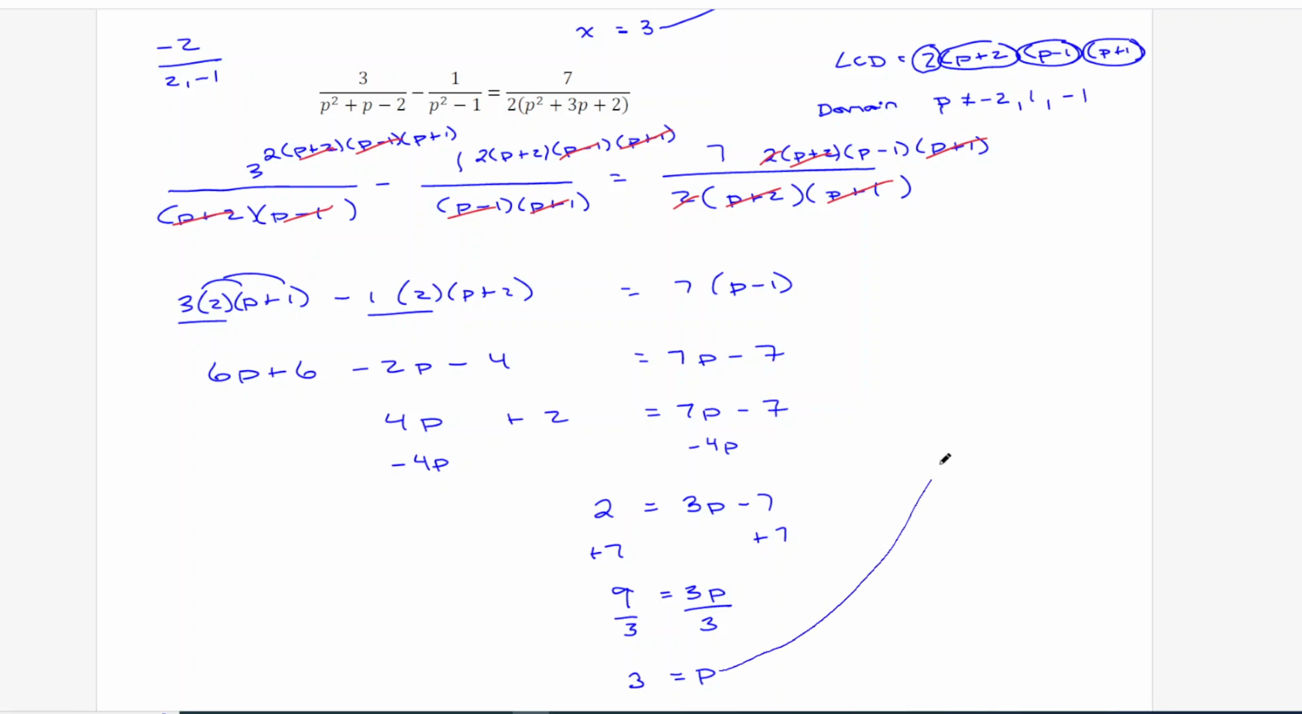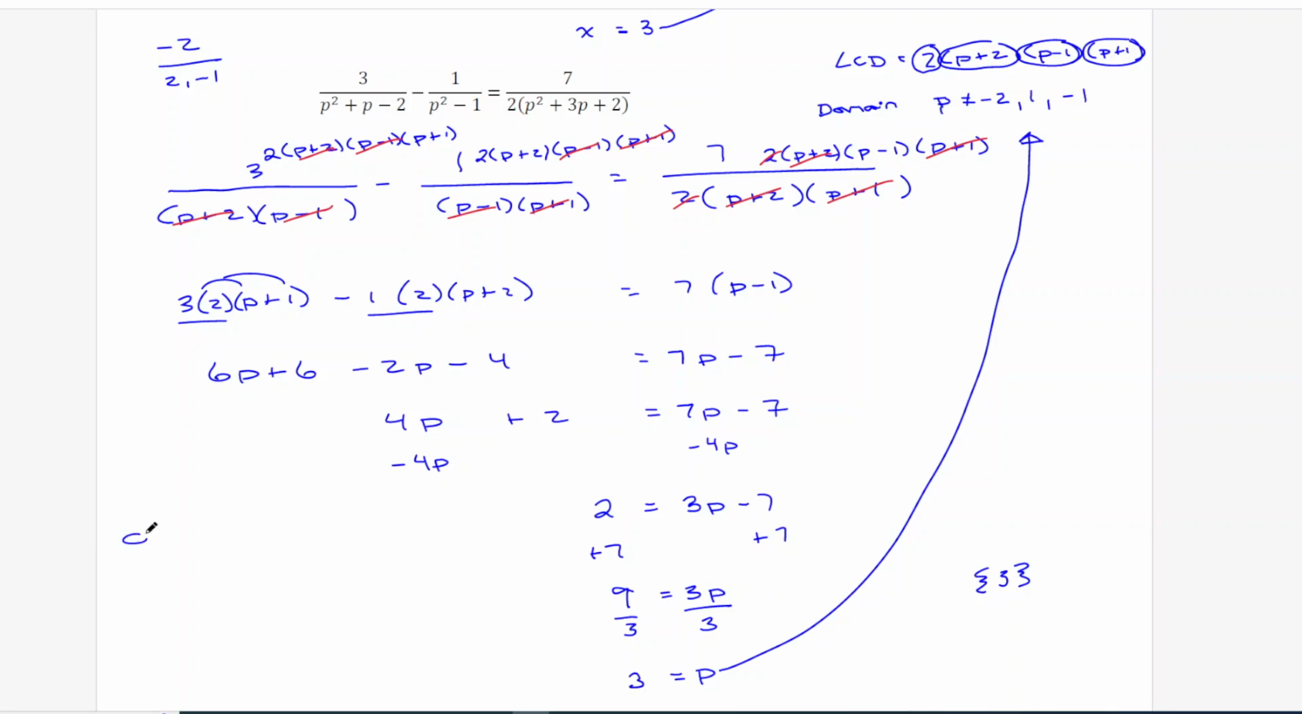Then I have to check up here against my restricted domain. P being 3 is not one of my restrictions, so my solution is 3. Now, for this one, I feel like I did a lot of work, and I would like to make sure that I got it right. So I'm going to check this one.